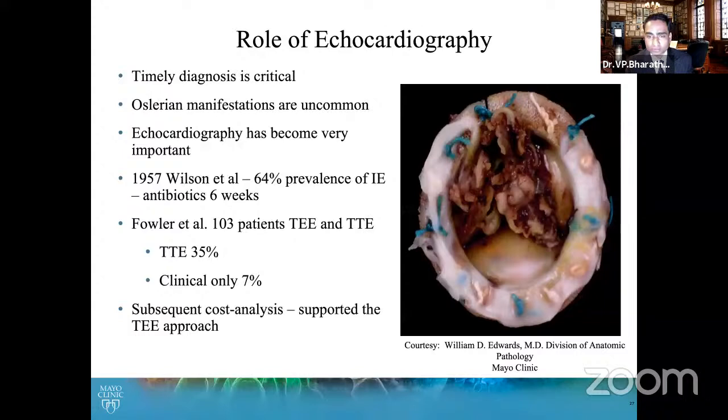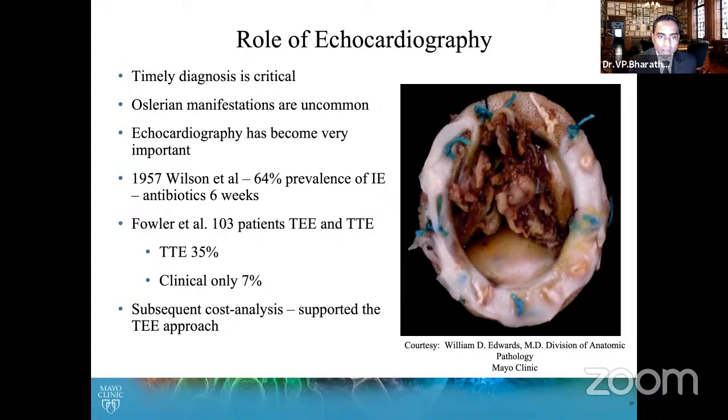Okay. So we talked about making the etiological diagnosis, with blood cultures, serology, and PCR. Then the next pillar of the modified criteria is the echocardiogram. And this is very cool because we are not seeing the Oslerian manifestations to make a clinical diagnosis. So it is very important, if we suspect endocarditis, to go with echo.